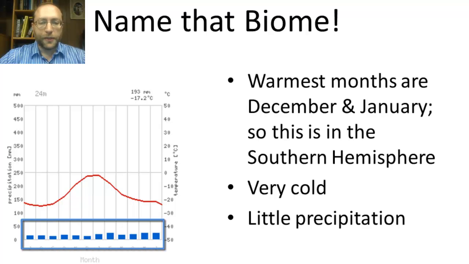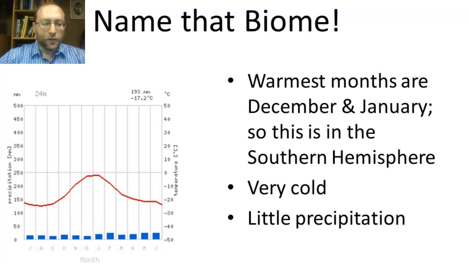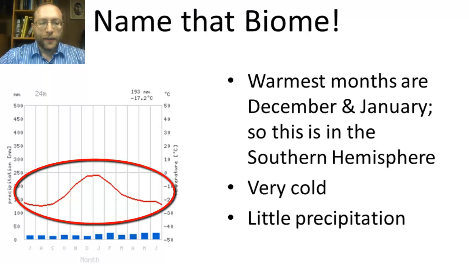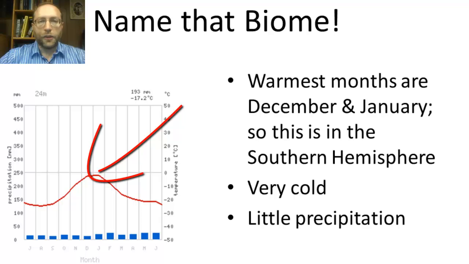You see that there's very, very little precipitation. It looks like it, from how small the bars are, and it's pretty steady throughout the whole year. And then look at the temperature. You notice the temperature is very cold. Even in the warmest months, it's still below freezing.